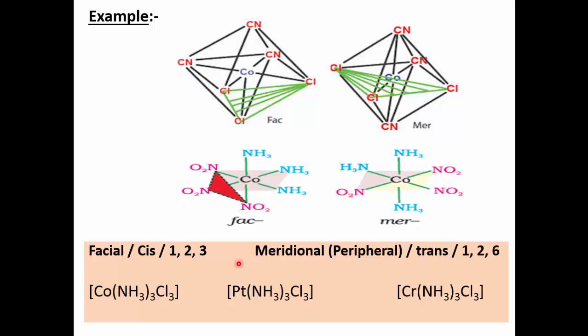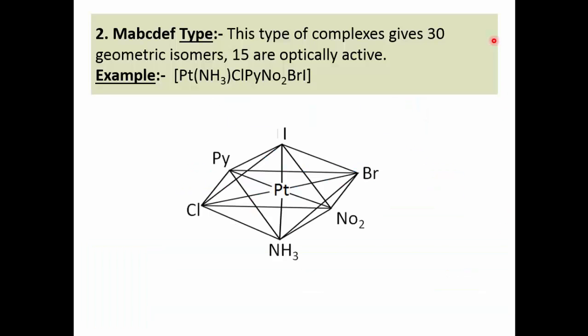Peripheral isomer. So these are the examples of this type: Co(NH3)3Cl3, Pt(NH3)3Cl3, or Cr(NH3)3Cl3. This is about facial and meridional isomer. Then see next type, MABCDEF type.